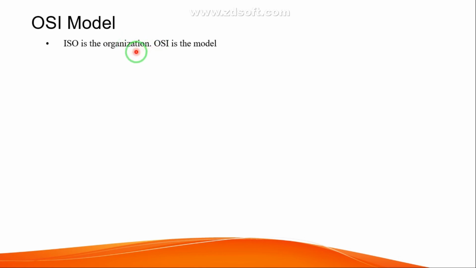So, an ISO standard is going to cover all the aspects of network communication. It is nothing but your OSI model, that is Open System Interconnect. So just keep the difference in your mind. ISO is the organization, and OSI is the model. So don't get confused between OSI and ISO.